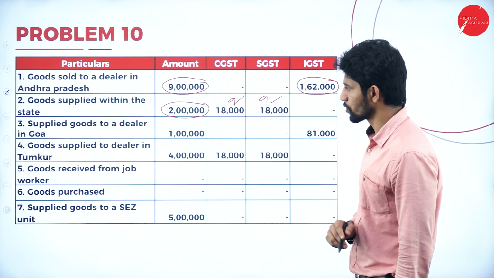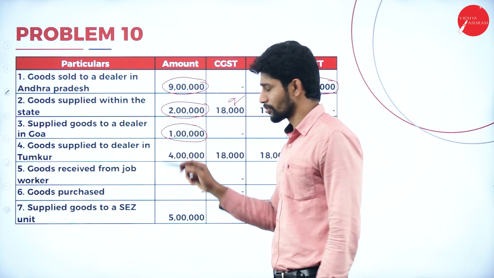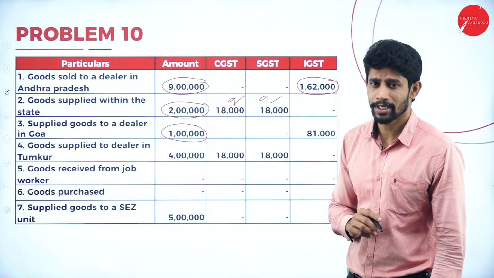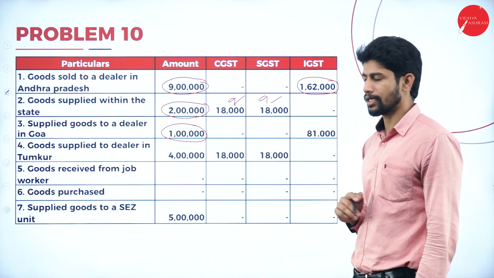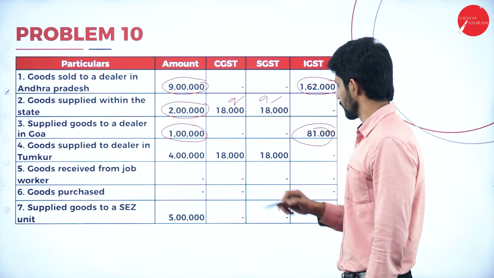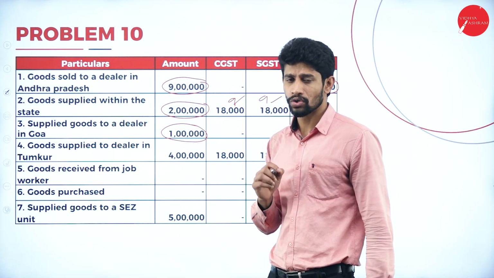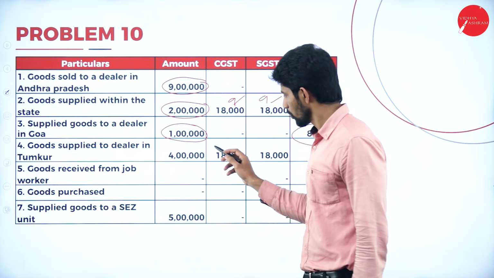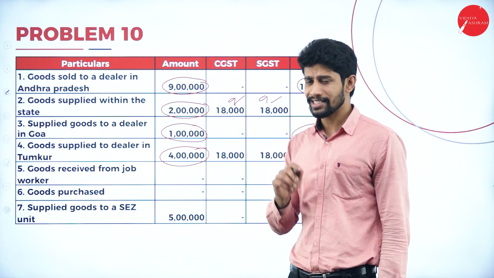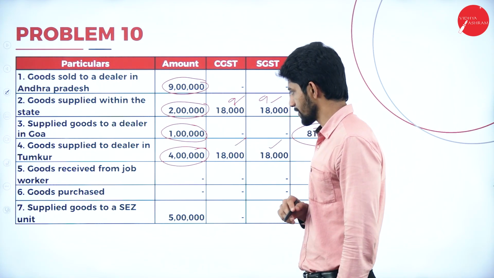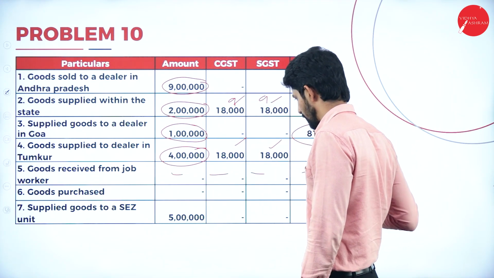Next, supplied goods to a dealer in Goa. Rupees 1 lakh. So GST 18%. Which GST is applicable? IGST is applicable, because the transaction is happening between Karnataka and Goa. Next, goods supplied to dealer in Tumkur, rupees 4 lakhs. So what GST is applicable? CGST and SGST is applicable. Received goods from job worker. So no tax is applicable.